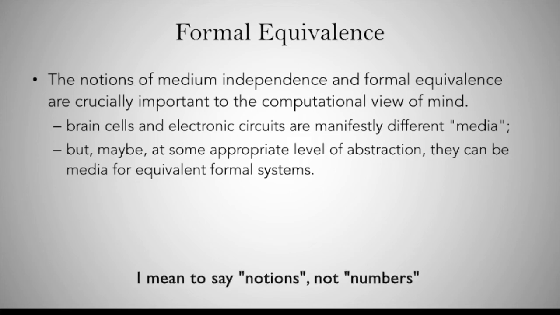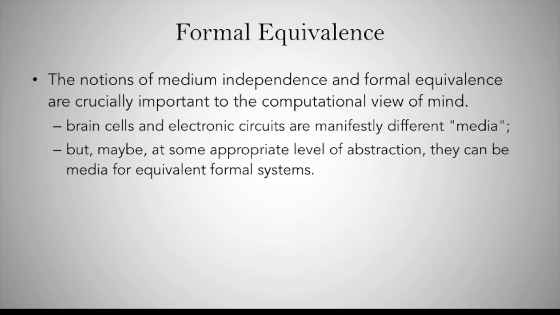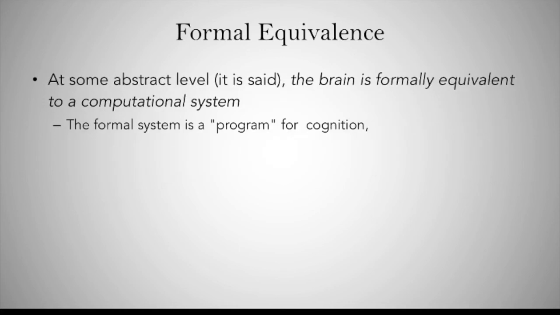And so the notions of medium independence and formal equivalence are very important, are crucial to the computational view of mind. So brain cells and electronic circuits are manifestly different media. But maybe at some appropriate level of abstraction, they can be media for equivalent formal systems. And so at some abstract level, it is said by computationalists, the brain would be formally equivalent to a computational system. And so the formal system would be a program for cognition.